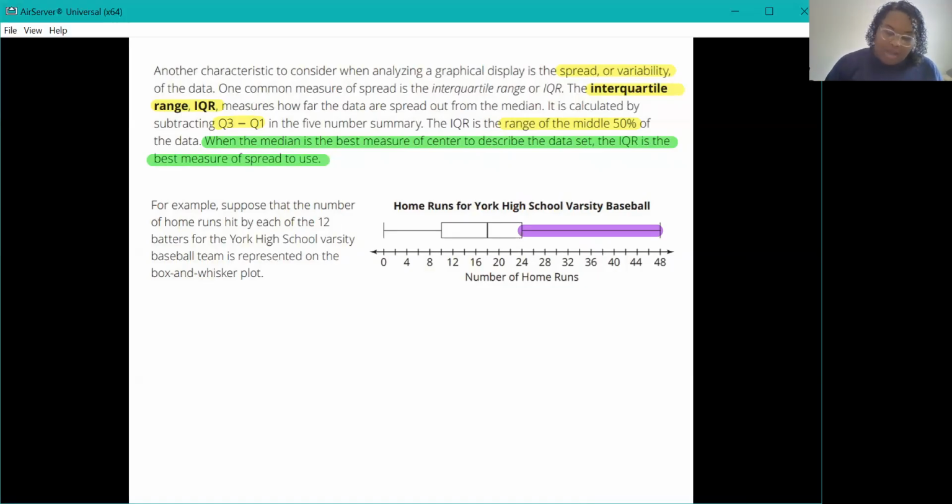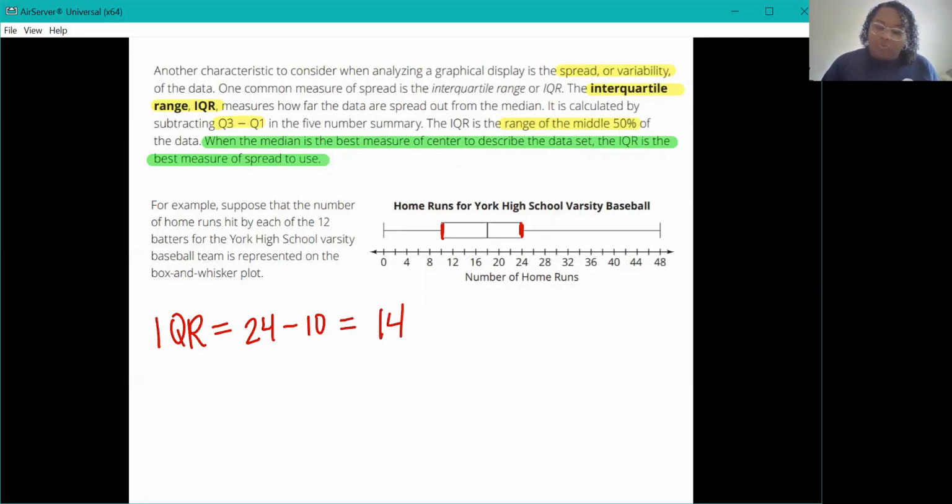In order to do that, we're going to write our IQR, which is quartile 3. Looking at my box and whisker plot, we can look at quartile 3, which falls at 24, minus quartile 1, which falls at 10. So 14 is the spread of my set of data here.